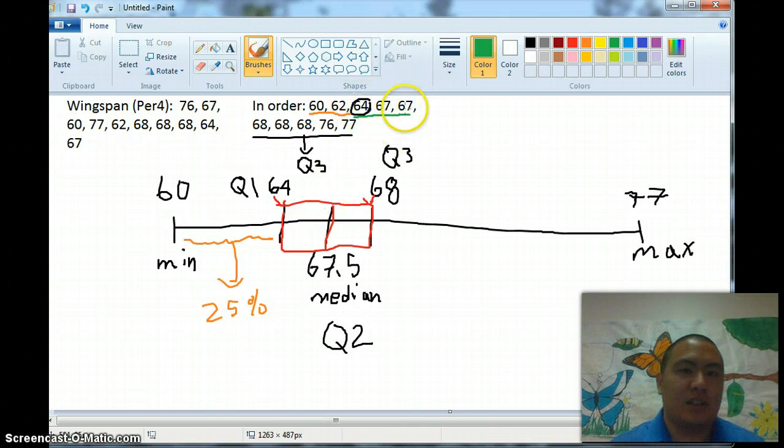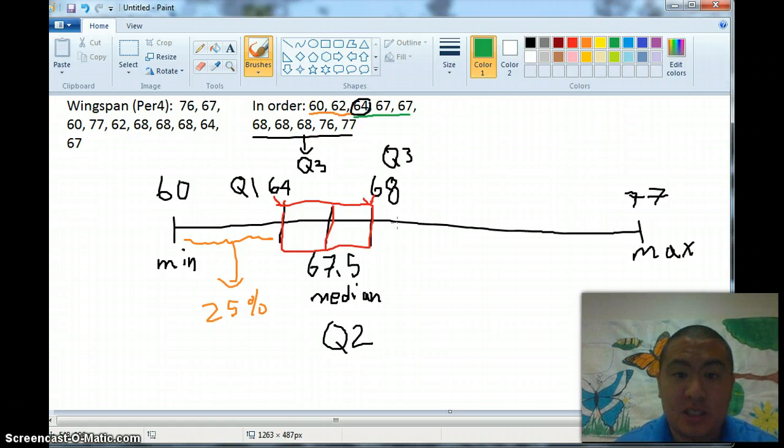Alright, so there's from 25 to 50%. What does the center to the right edge of the box represent? From 50% to 75%. What does the right edge of the box to the right whisker represent? From 75% to 100. Alright, so that's essentially everything you need.